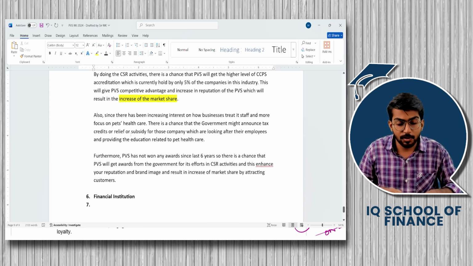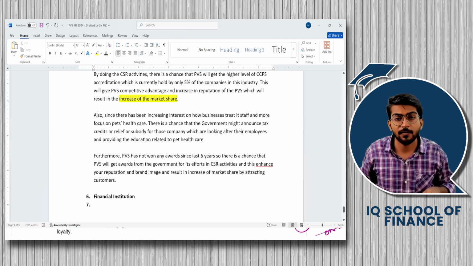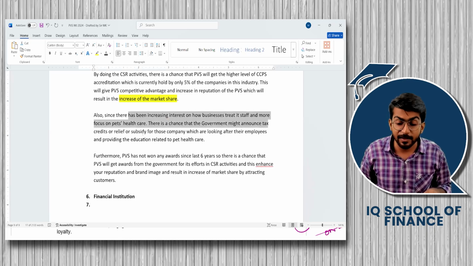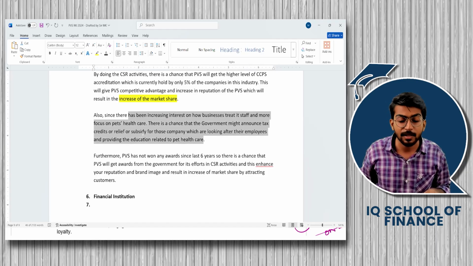All right. So this is how I have drafted. Let me just read it out for you so that you can have an idea. Also, since there has been increasing interest in how businesses treat their staff and more focus on pet health care, there is a chance that the government might announce a tax credit, relief or subsidy for those companies which are looking after their employees and providing education related to pet health care.